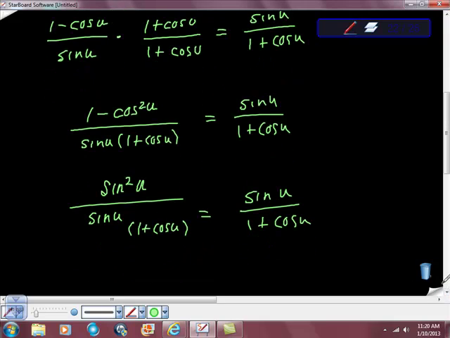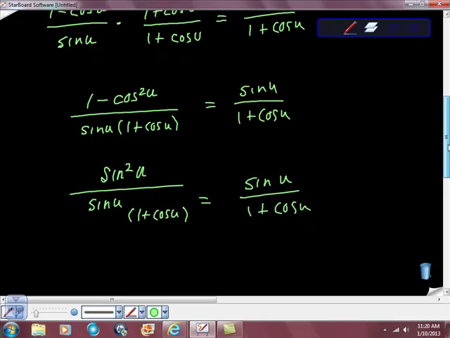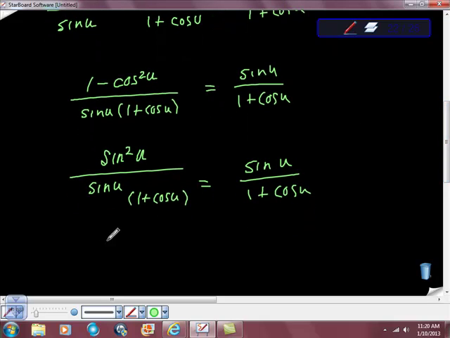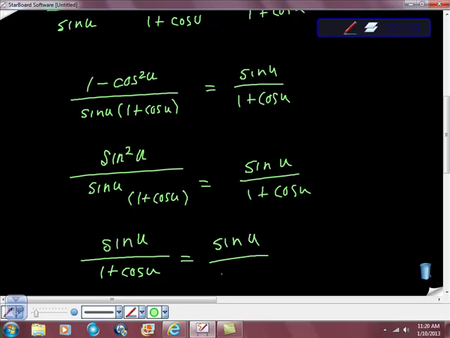That gets us to here. And as we look at this, this cancels, doesn't it? Sine squared u over sine u is sine u. The sine u at the bottom cancels out, and we get 1 plus cosine u, and they are indeed equal to each other. All right? Not super easy stuff, but very doable.